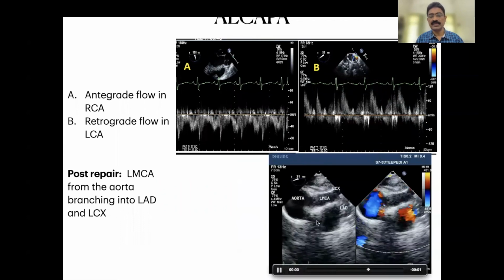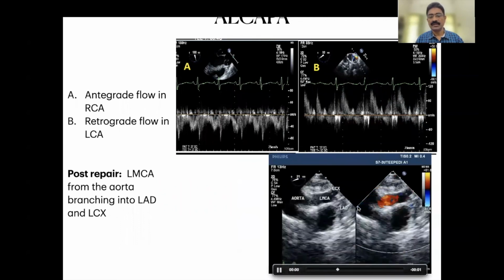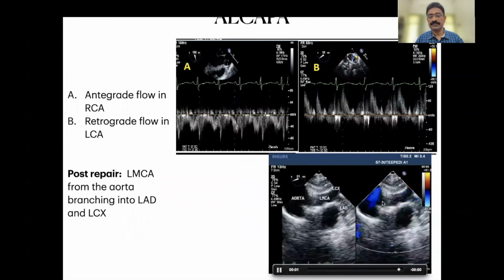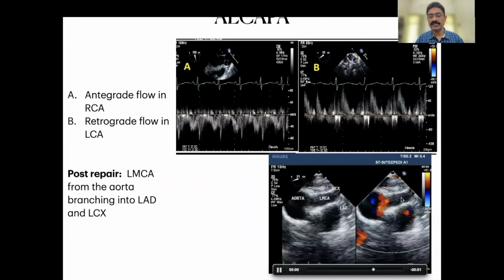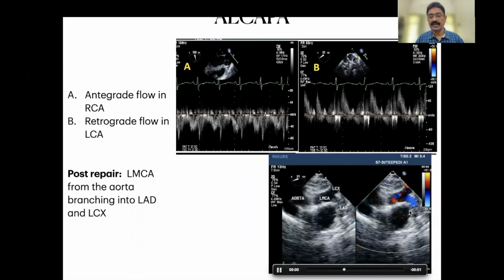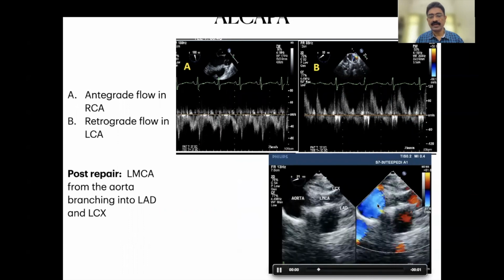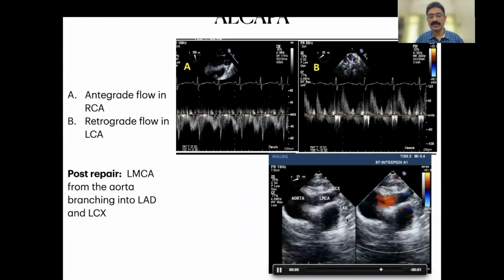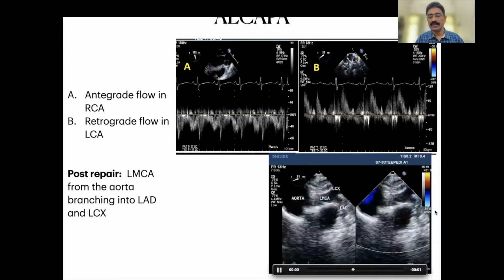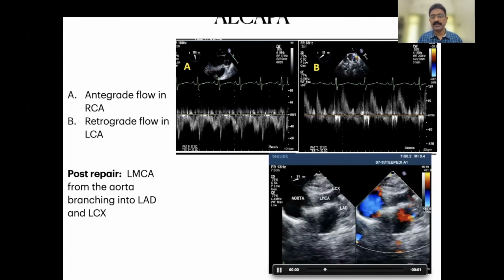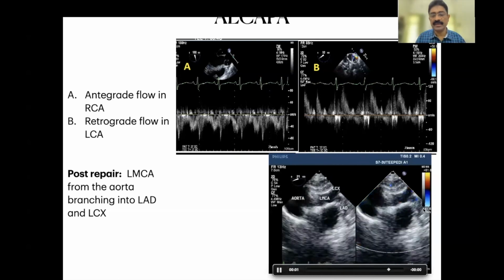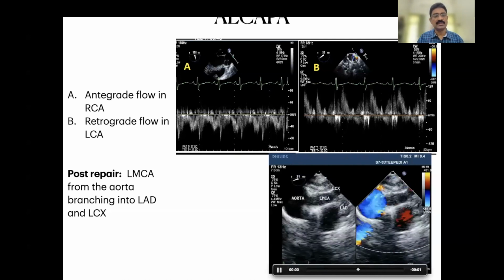And this is after surgery. This LMCA was taken from here and translocated to the aorta. So this is the LMCA, this is the circumflex, LAD, aorta, and there is a blue flow here. There was no regional wall motion abnormality, no MR, and this was a successful procedure.